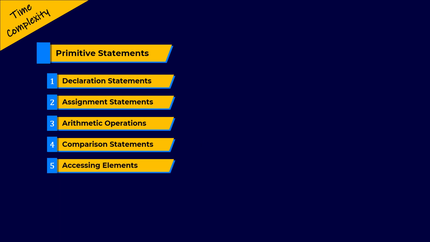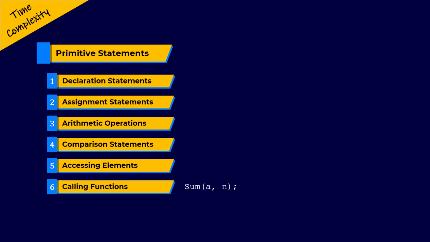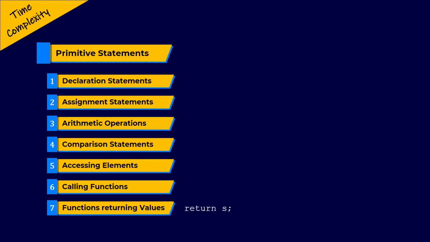Accessing elements of the array is also considered a primitive operation and takes unit of time. The time required to call a function is constant and takes a unit of time. In addition, the time required to pass arguments to a function is the same as the time required to store an integer in the memory and takes unit time. The time taken to return the values from a function is also considered to take unit time.